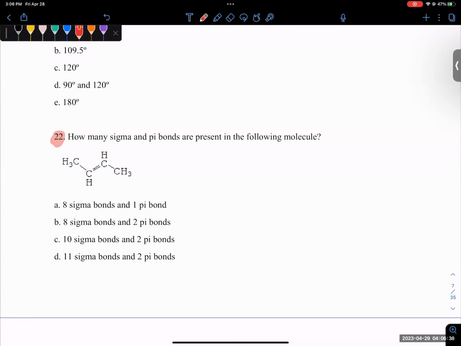Also knowing how to draw them helps. I did that yesterday, like literally make the shape. Linear, trigonal planar, tetrahedral. How many sigma and pi bonds are present in the following compound?